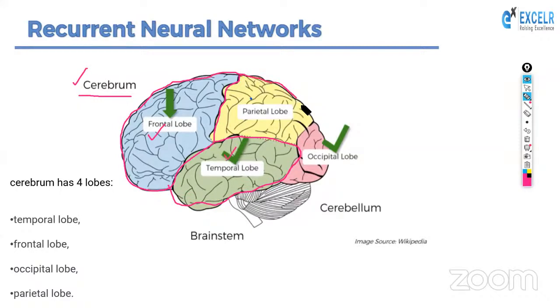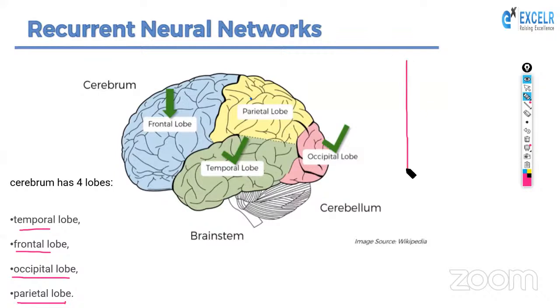This is something called a parietal lobe. And this small section is called an occipital lobe. So we have 4 lobes in our cerebrum: temporal lobe, frontal lobe, occipital lobe, and parietal lobe, right? And then we have something called a cerebellum, which is another important part of our mind or brain, right? But let's focus on these 4 parts, which are the frontal lobe, temporal lobe, occipital lobe, and parietal lobe.